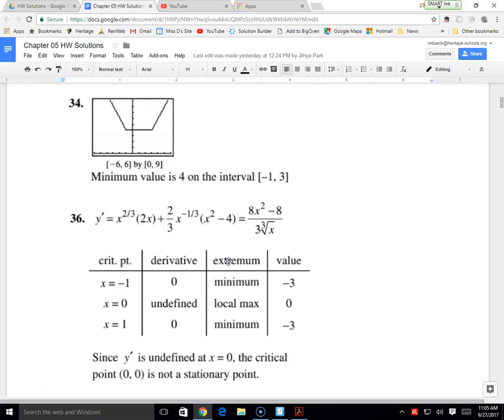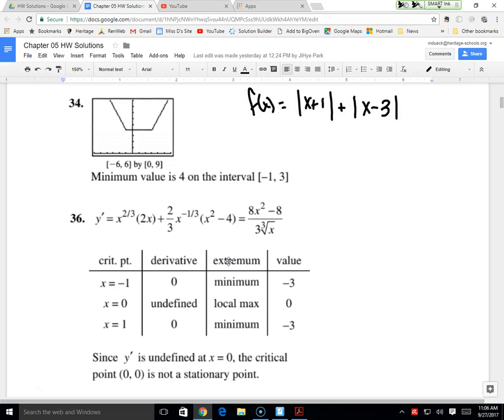What did they give you? A piecewise function? No, they give you absolute value. So absolute value of x plus 1, and then plus absolute value of x minus 3. I don't know what just happened, I'm so sorry. That's the function. Okay.